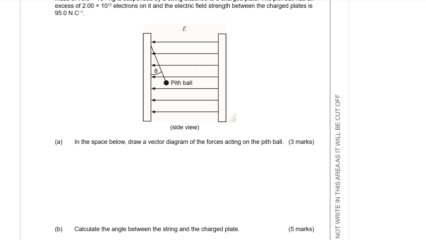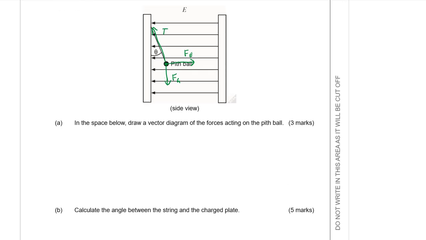I would actually prefer to first draw a free body diagram, so I'm going to do that on top of this diagram. You've got a force acting down, which is going to be your force due to gravity, and you're going to have a force acting this way, which is your electric field force, and you've also got a force acting along the rope, which is going to be the tension, so I'll just call that T for tension. Although it's not asked for, that's going to help me when I come up to part A.